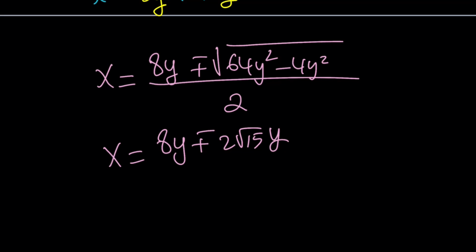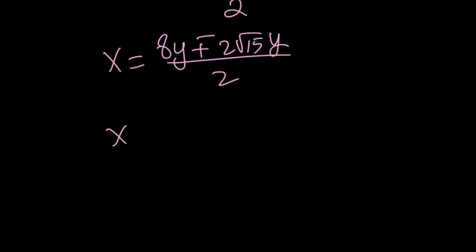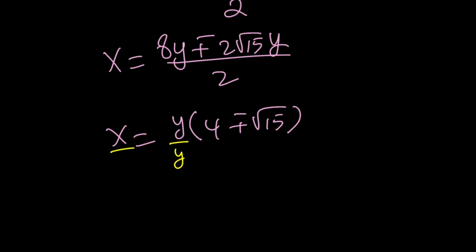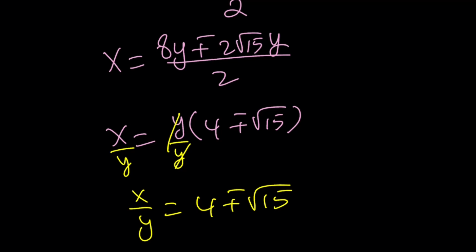And of course, I can go ahead and factor out a y and then divide by 2 and simplify this expression. And guess what? At the end, you're going to get the exact same thing. If you divide both sides by y, you're going to get x over y equals 4 plus minus root 15. And again, their sum is going to be 8 all the time.